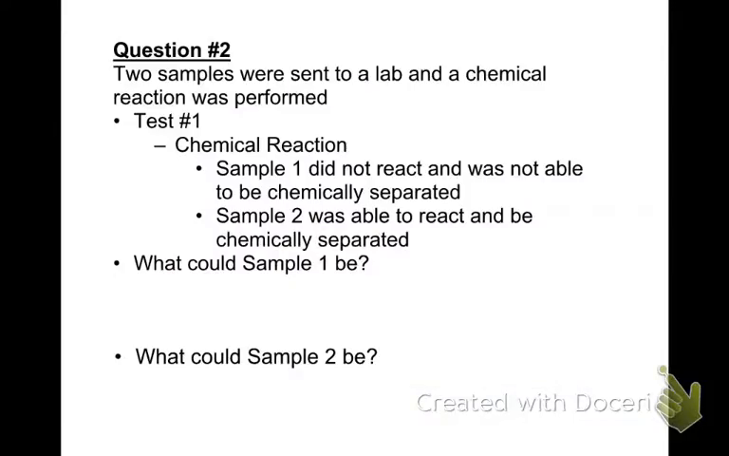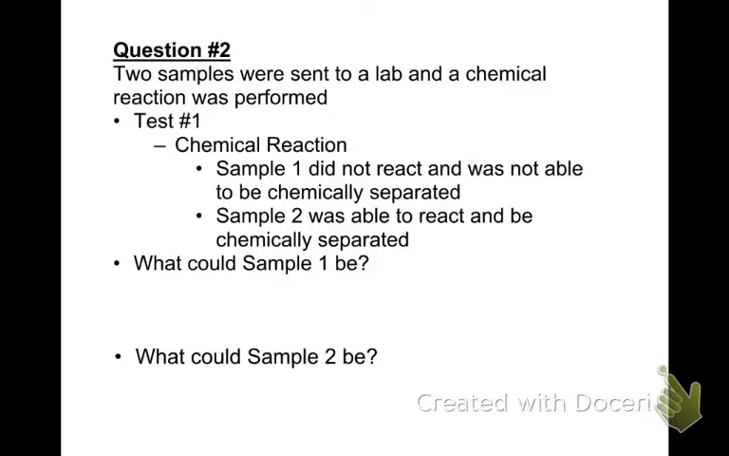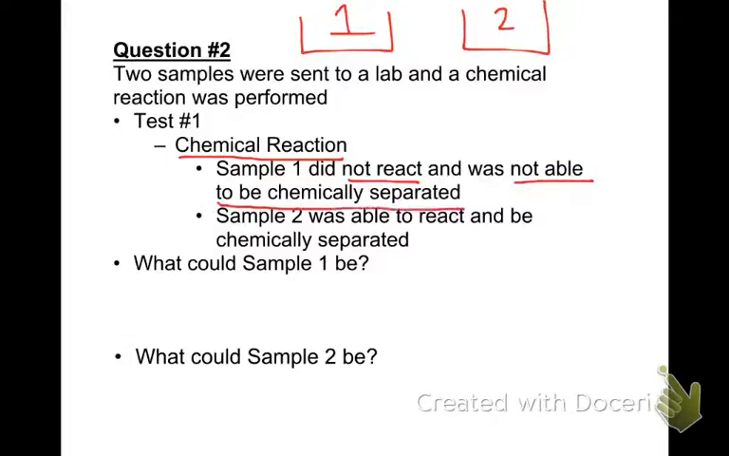So we've got 2 samples. They're sent to the lab. Whoa, that was silly. 2 samples. Sample 1, boom, right here. Sample 2, right here. Test 1. Well, there's only one test. I like it. Chemical reaction. Sample 1 did not react and was not able to be chemically separated. Sample 2 was able to react and able to be chemically separated.